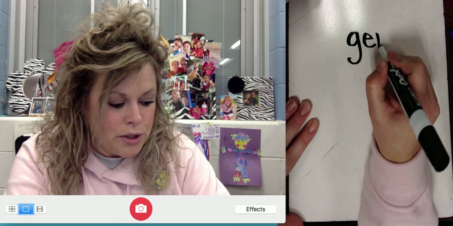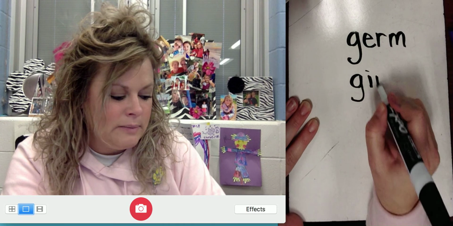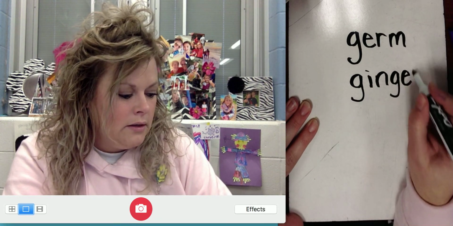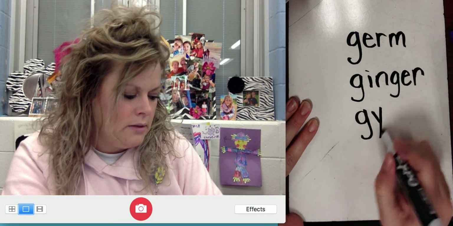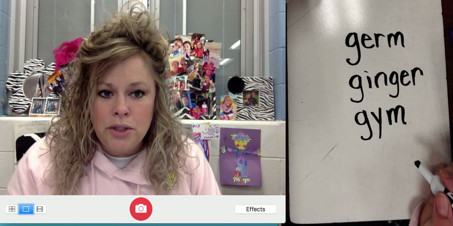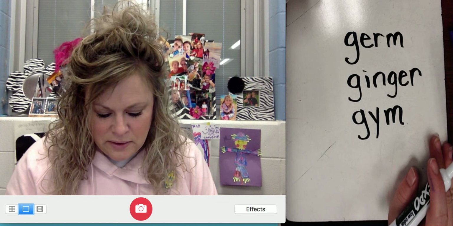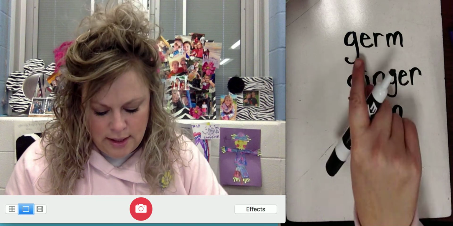Here's the word germ. Ginger, which is a spice. I don't know if I call it a spice. It's an ingredient when you bake or you cook. And here's gym, the gymnasium, not the name. Okay, what is making the j sound in these words? Right, it's not the letter J, it's the letter G.